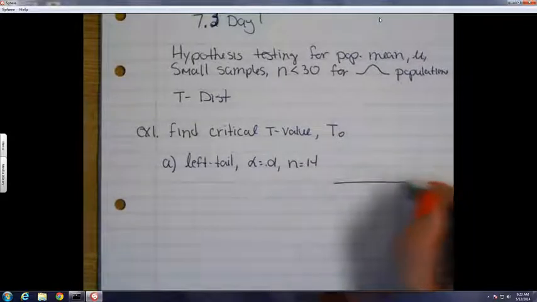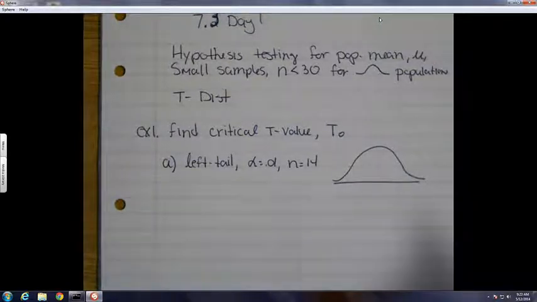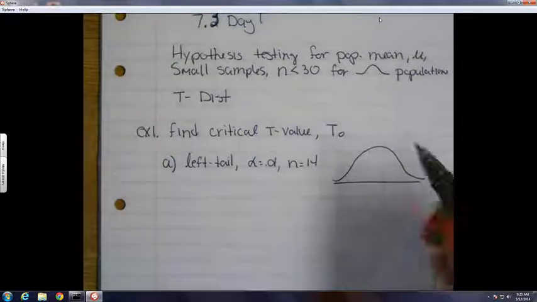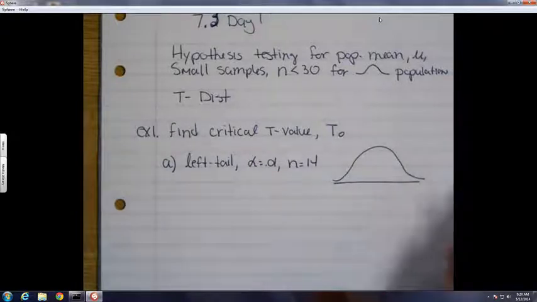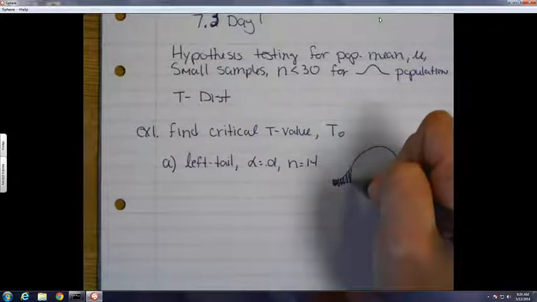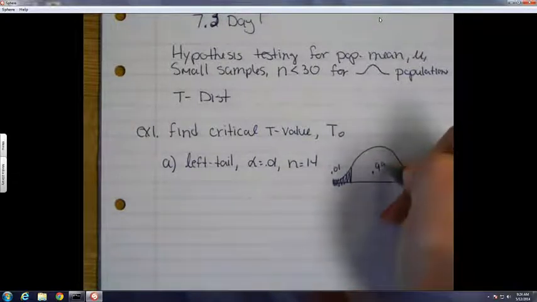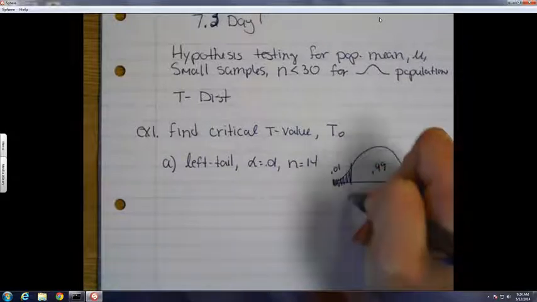The t-distribution is normal, just that the tails are a little bit thicker, things aren't quite as accurate. So we've got our shaded region in the left tail. There's 1% shaded here. There's 99% unshaded. And we want to find this critical t-value.